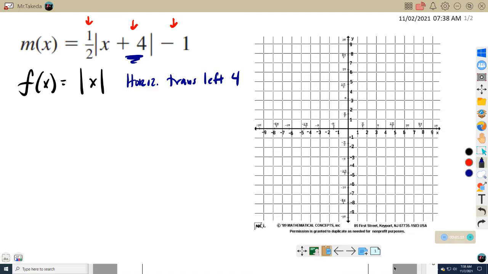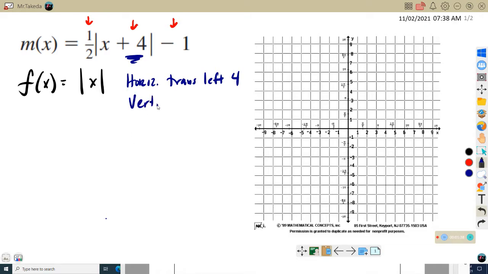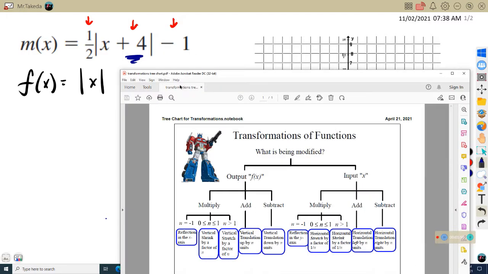So this thing is doing what? We're multiplying the output. The f of x is the output. So the absolute value of x is f of x, and we're multiplying the output by 1/2. Here are my fractions, right? This is a vertical shrink by a factor of 1/2. And the last thing here, we're subtracting from the output. So it's going to be a vertical translation down by 1 unit.